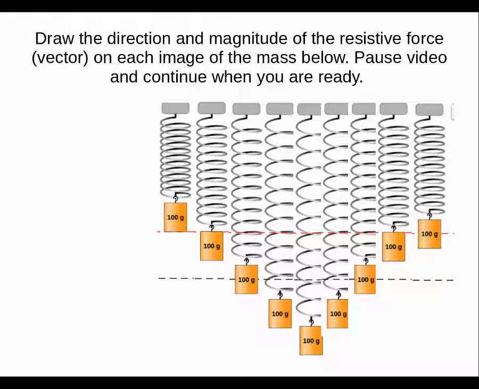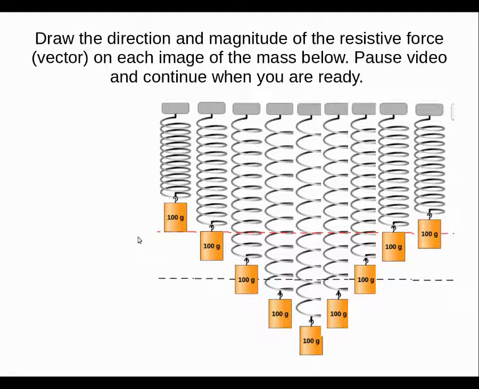So what I'd like to do this time is not the restoring force we looked at last time, but the resistive force. In which direction would a resistive force act on the mass in each of these locations? And again, I'd like you to draw it to scale and get the direction right. Okay, pause the video and then have a go at drawing that, and then we'll come back to it.